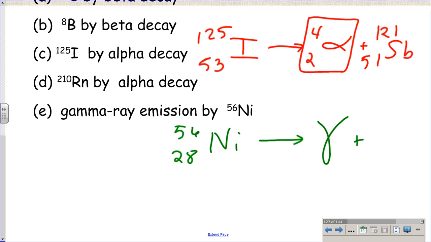Nothing changes on top and bottom. So this is still nickel 56, just a little less energetic. It's more stable because a little bit of excess energy was given off. So those are the 3 versions of the balanced chemical equations you would have to write for nuclear decay series. Thumbs up, are you ready?